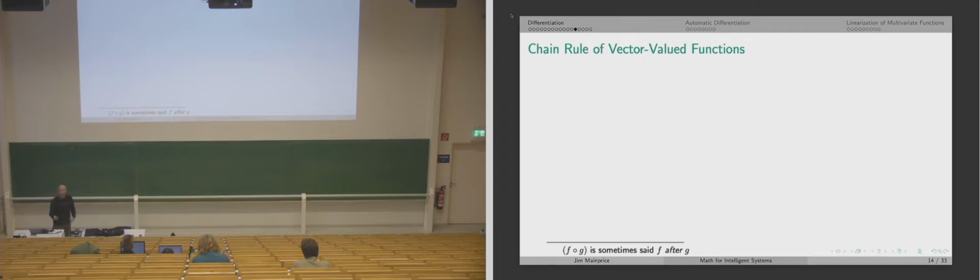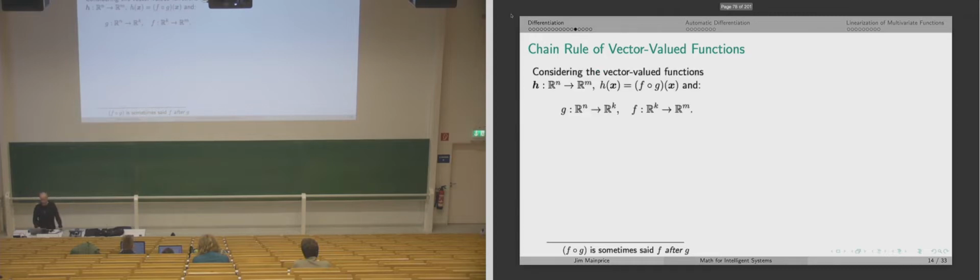So the question then is, how do we apply chain rule in the case where we have two vector-valued functions? So we have one function g that is first applied on the input, and then we have another function f which is applied on the output of the first function. So when we have something like that, in English we often say f after g, which is very explicit. So f is applied after we have applied g.